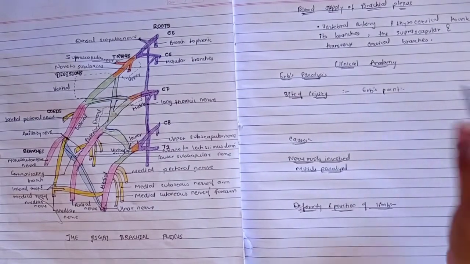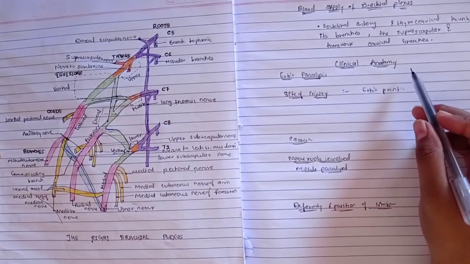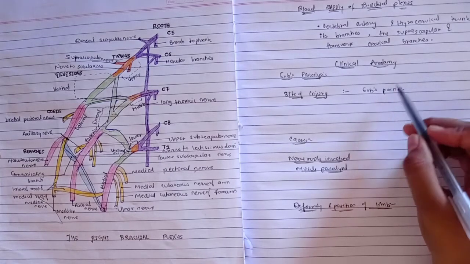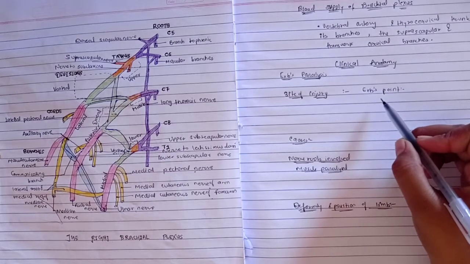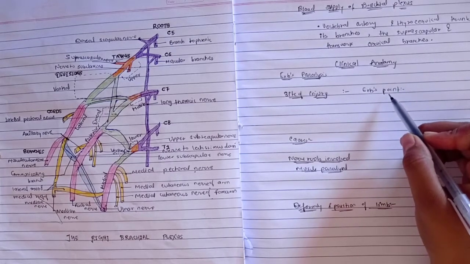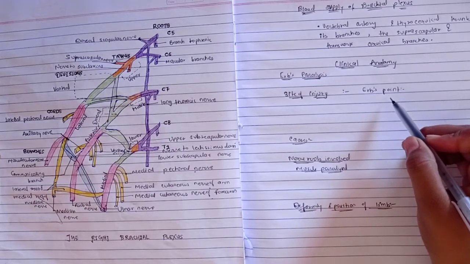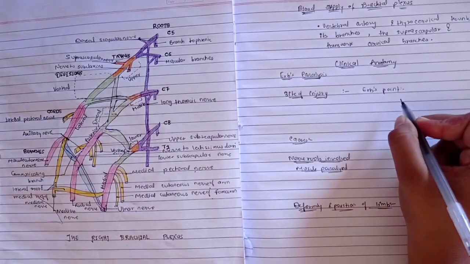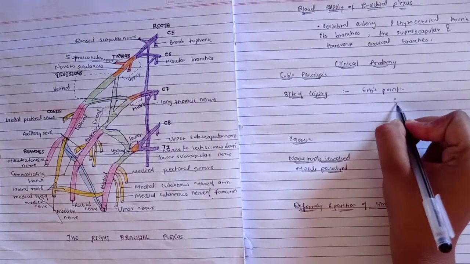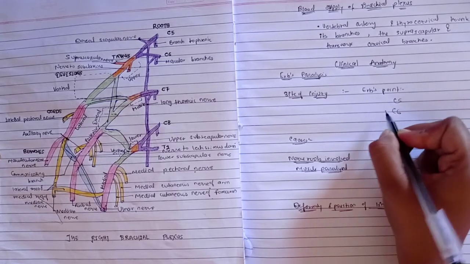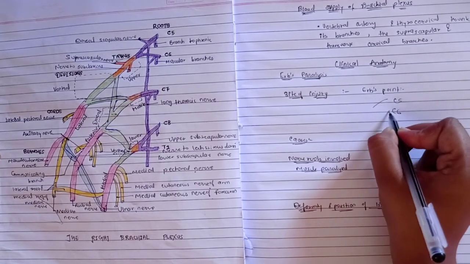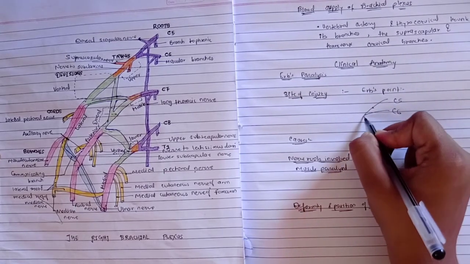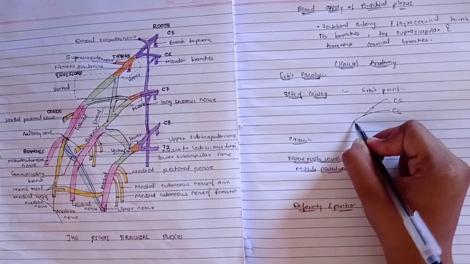Then clinical anatomy. Number 1 is Erb's paralysis. The site of injury is Erb's point. This is the region of the upper trunk of the brachial plexus, called Erb's point, where the 6 nerves meet. The upper trunk is formed by C5, C6.